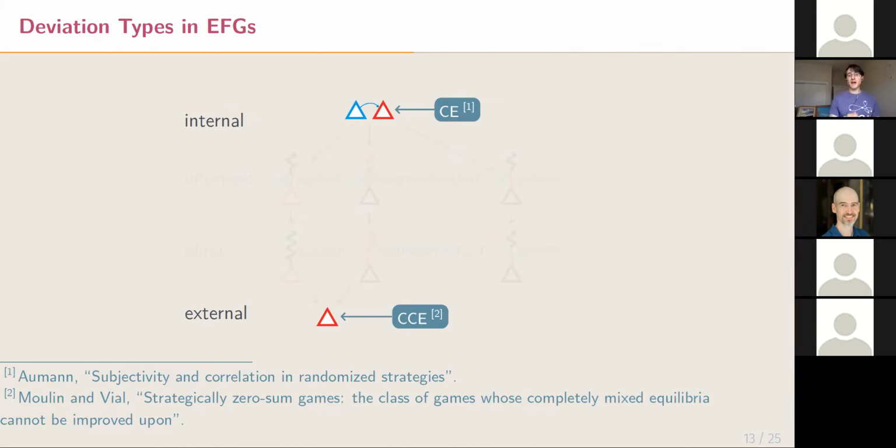On the other side of the complexity scale is external deviations. This is where the deviation completely ignores the input strategy and just outputs a single fixed deviation strategy. So when you use these deviations, you get coarse correlated equilibrium.